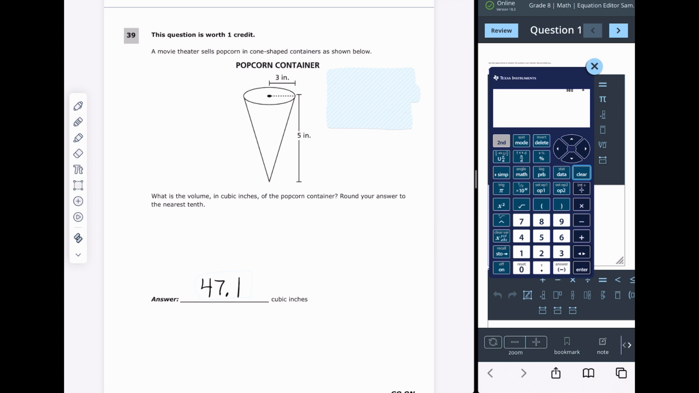Obviously, it's going to be a volume problem. We can see it with a 3D shape. A movie theater sells popcorn in a cone-shaped container, as shown below. What is the volume of the popcorn container? Round, and this is our next part, is to round to the nearest tenth. So it has to be to the nearest tenth. Okay, so we're going to go to our reference sheet, and you're going to use this formula. Volume equals pi, radius squared, and height divided by 3.